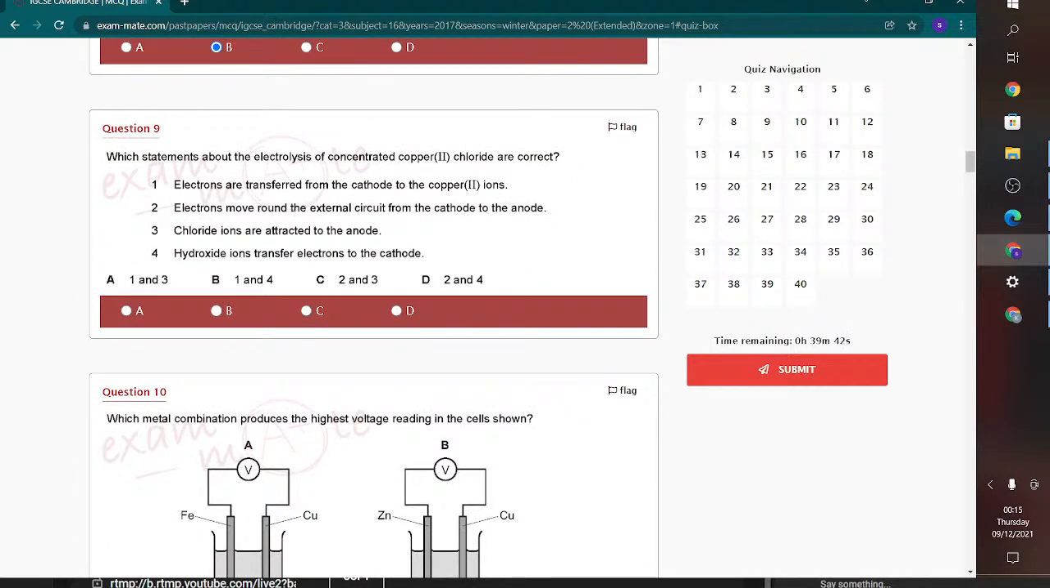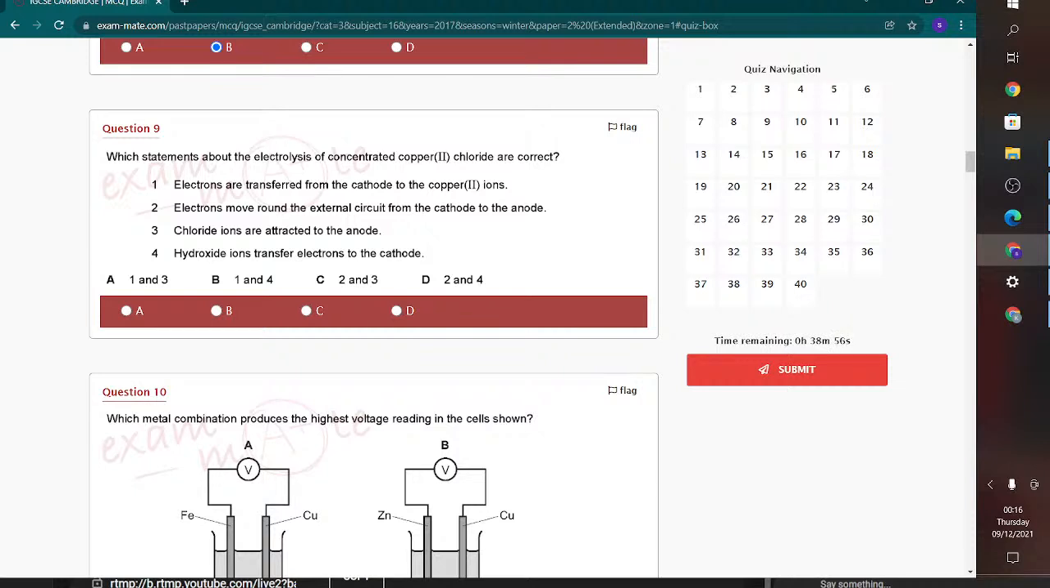Which statements about the electrolysis of concentrated copper chloride are correct? Electrons are transferred from the cathode to the copper ions. Electrons move around the external circuit from the cathode to the anode. Chloride ions are attracted to the anode. Yeah, that's true, because chloride anions must be attracted to the anode. Hydroxide ions transfer electrons to the cathode. OH minus ions lose 4 electrons, which would travel to the cathode. So 4 is correct.